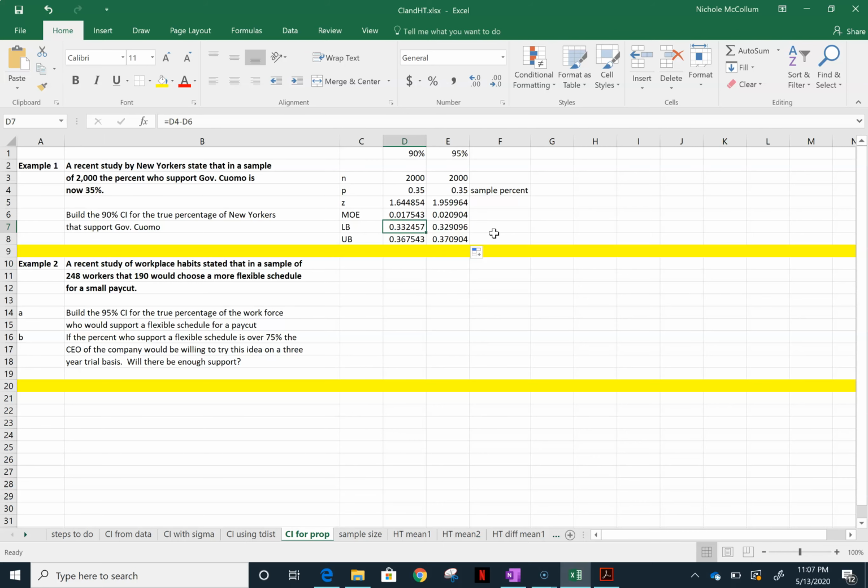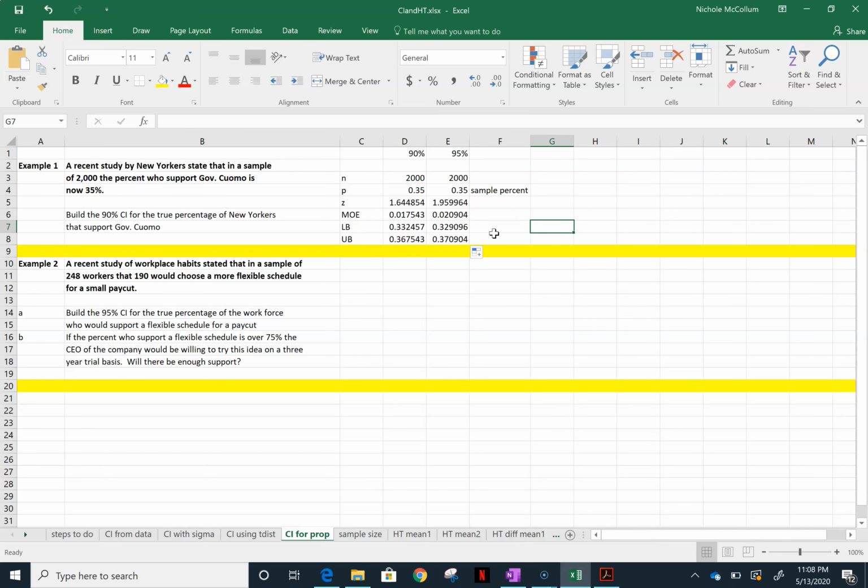So in my example, I'm just caring about how do you build a confidence interval? And that's how you build it. How do you build a 95%? This is how you build it. What does the 95% confidence say? It says, I have 95% confidence that the true percentage of New Yorkers who support Cuomo is between 32.9 and 37.1%. What you do with that information, that's up to you.